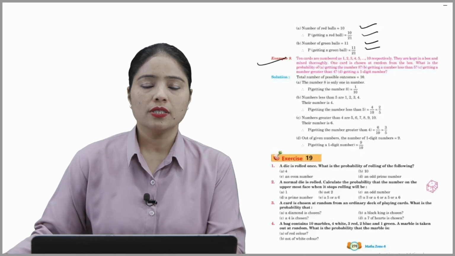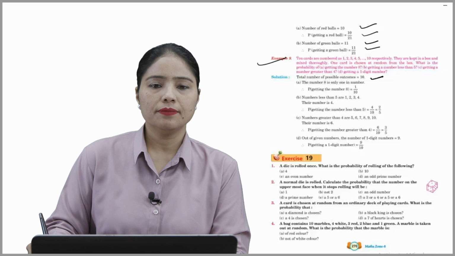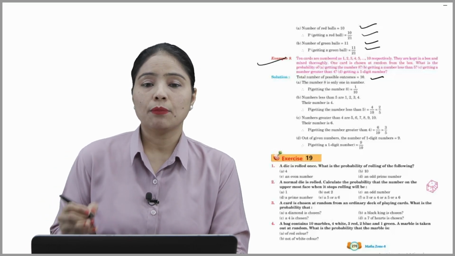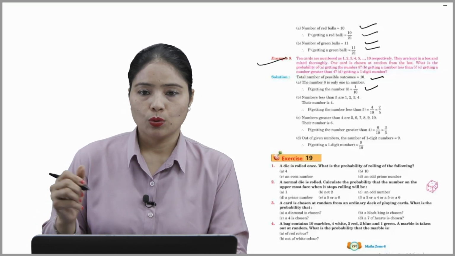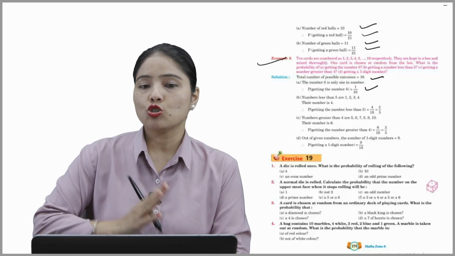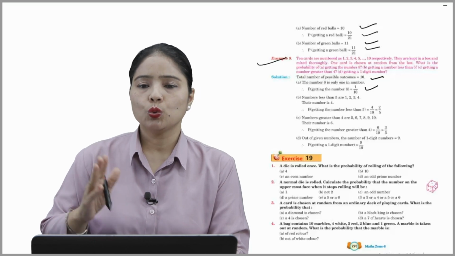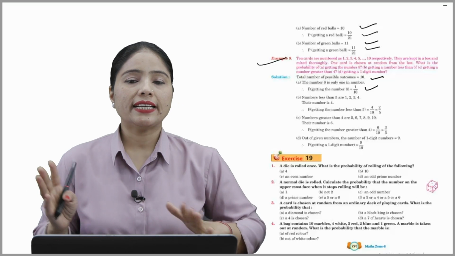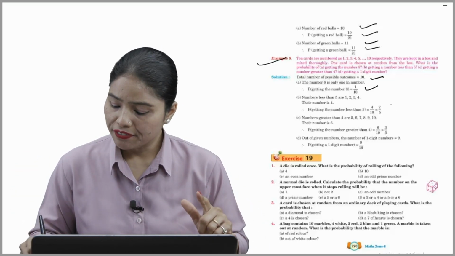Now the solutions. The total number of possible outcomes is 10. The number 8 is only 1 in number, that means P of getting the number 8 is 1/10. Part B is a number less than 5. The numbers less than 5 are 1, 2, 3 and 4, so their count is 4. So P of getting a number less than 5 is 4/10, which is 2/5.